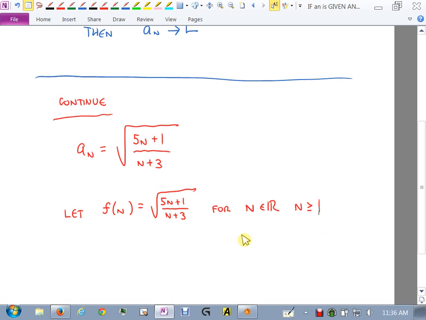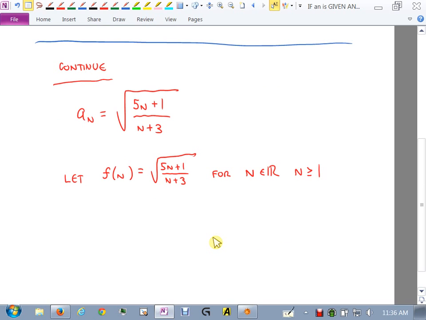So I'm letting you know right now, I'm going to define a function. The function is going to be exactly the same as the sequence, where the number I'm plugging in, n, is going to be a real number instead of an integer, but I'm going to start at 1, just because my sequence starts at 1. I don't need to look anywhere else. Now, the limit as n goes to infinity of this function is going towards the square root of infinity over infinity, right?